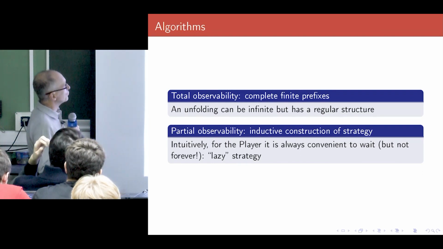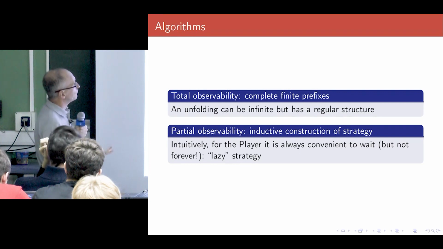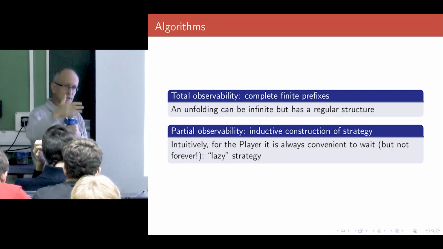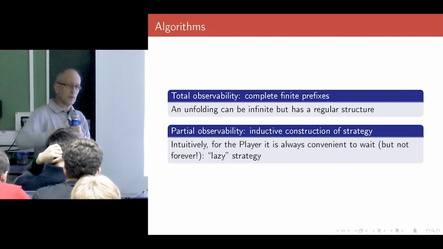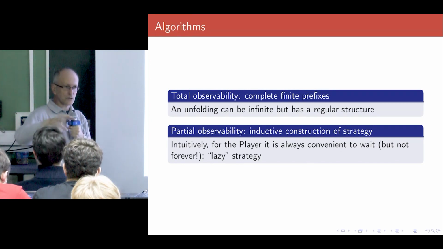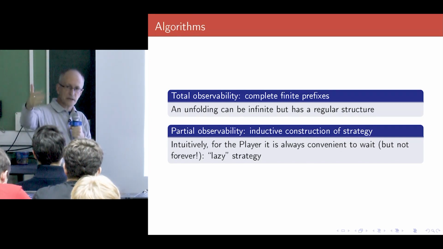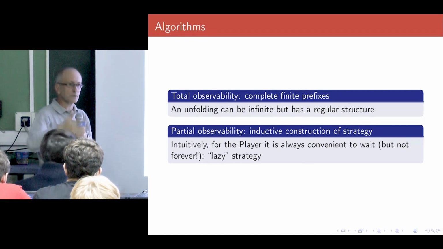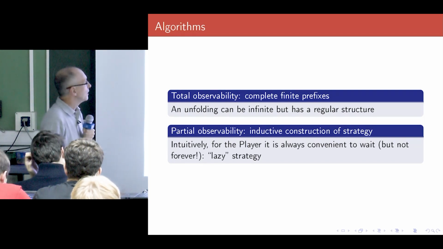For total observability, the idea that we follow is to work on a finite initial part of the unfolding, because the unfolding is infinite, but has a very regular structure. It repeats itself in some sense. So intuitively, by looking at a sufficiently long first part, we can deduce information on the whole unfolding.